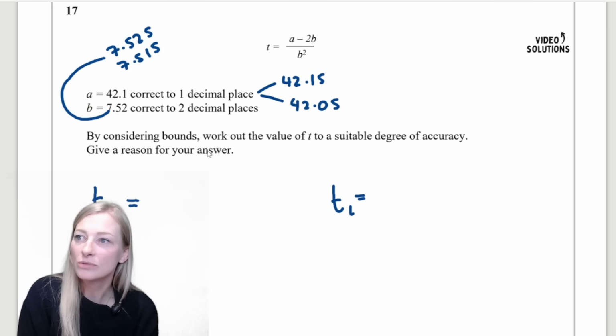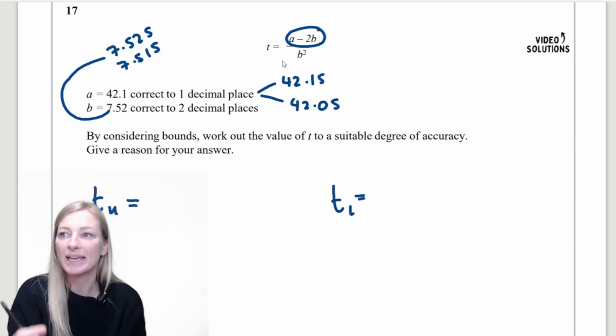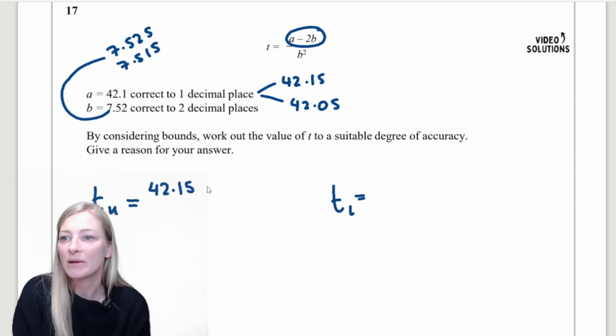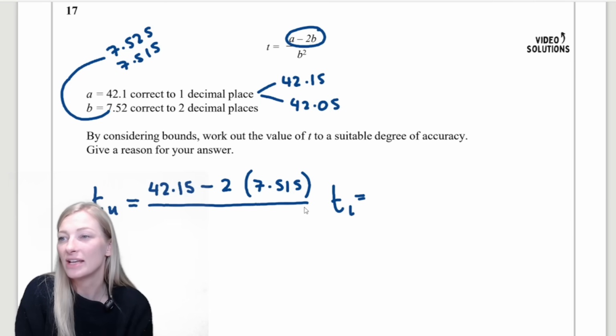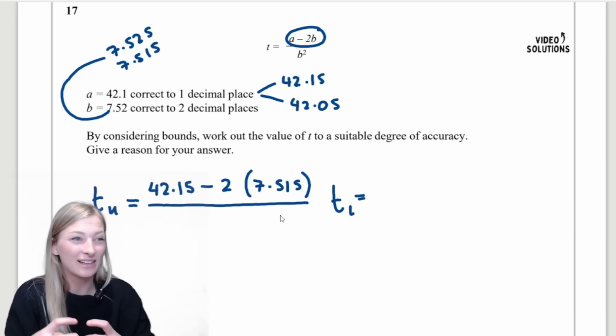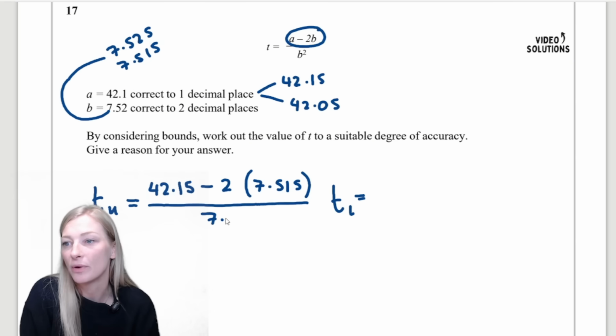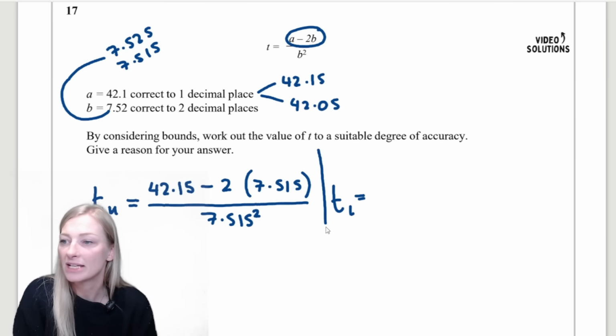So for the upper bound, I'm doing a minus 2b on the top, and that needs to be as big as it possibly can be. So I'm going to use the biggest a I can, which is 42.15, but I'm going to take away 2 lots of the smallest b I can to keep that numerator as big as possible. And we're going to divide that. Again, we want to divide that by as little as possible to keep this answer as big as we can. So I'm going to divide it by 7.515 squared. We have to square it because that's what's in the formula. So that's my first one.